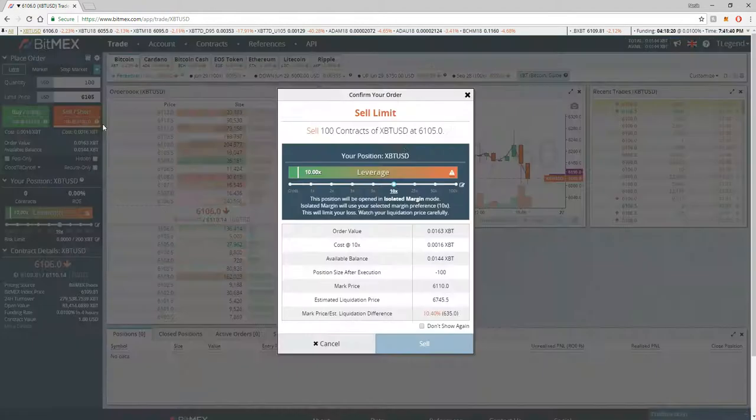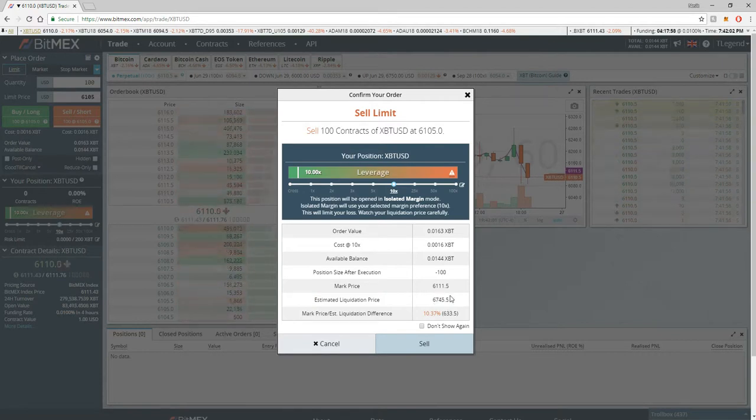I click on short. It's going to give me a confirmation screen. It shows my order value, which is 0.016 Bitcoin. My cost at 0.0016, so my cost is only $10, but I'm getting an order in at $100. My available balance, and then you see your estimated liquidation price.